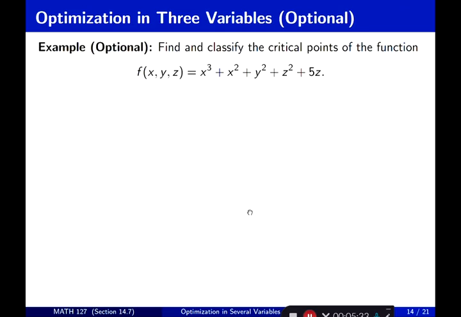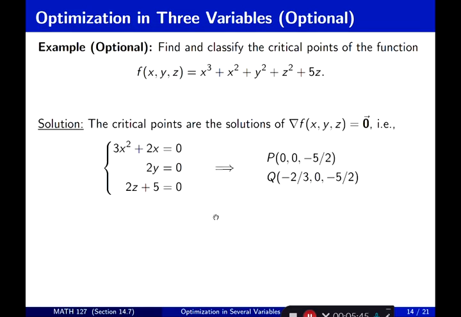Let's do an example. Find and classify the critical points of the function f of x, y, z equal to x cubed plus x squared plus y squared plus z squared plus 5z. The critical points are the solutions of the gradient of f equal to the 0 vector. Therefore, take the partials. This one is the partial with respect to x, 3x squared plus 2x. This one is the partial with respect to y, and then the partial with respect to z, and set them all equal to 0 and solve.